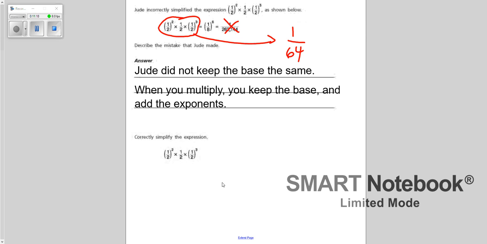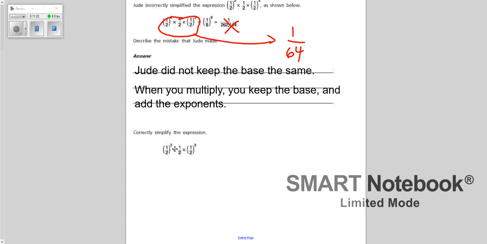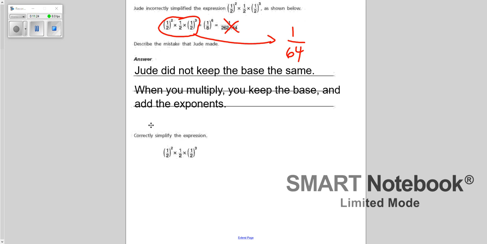Now we need to simplify this question. So you can see right here at the bottom, we need to simplify it. Now that we identified the mistake, even if you weren't able to do it on your own, pause the video again and see if you can do it correctly this time. If not, I'm going to go over it now.